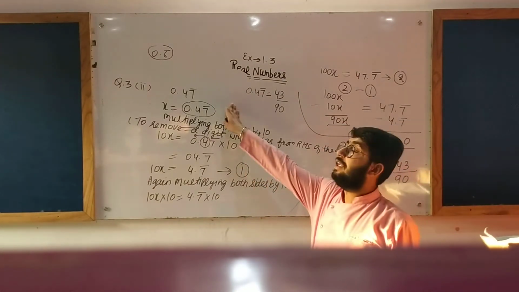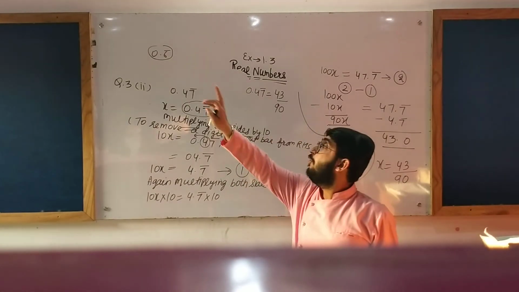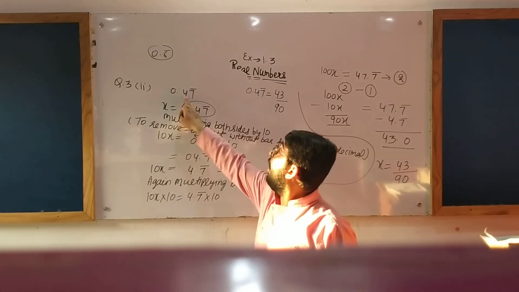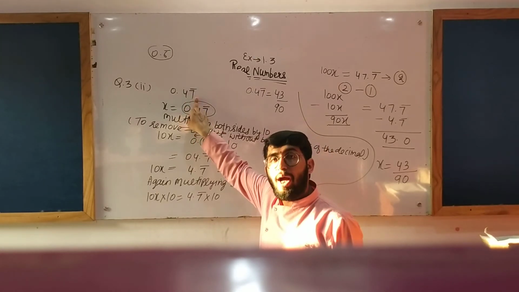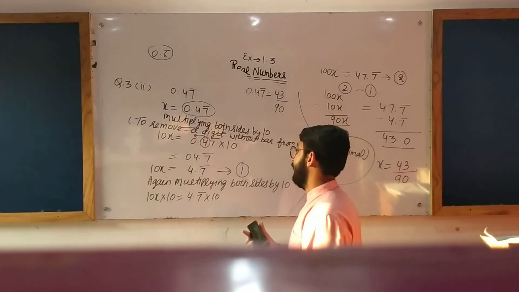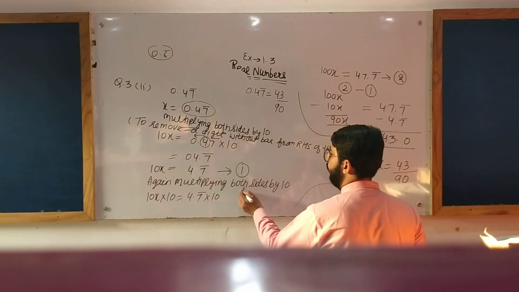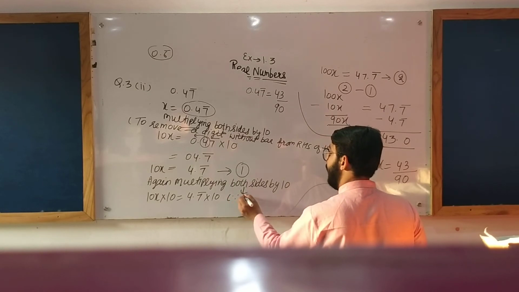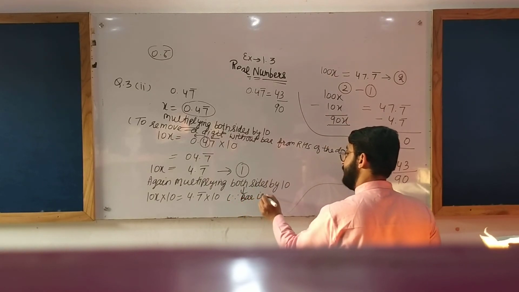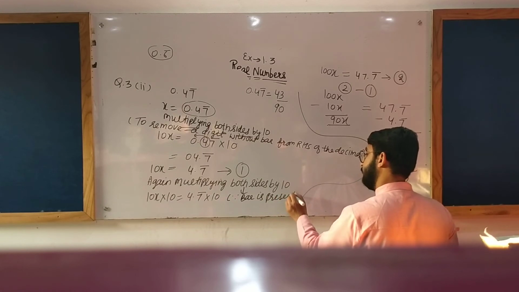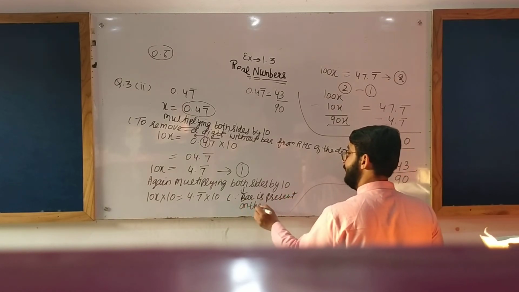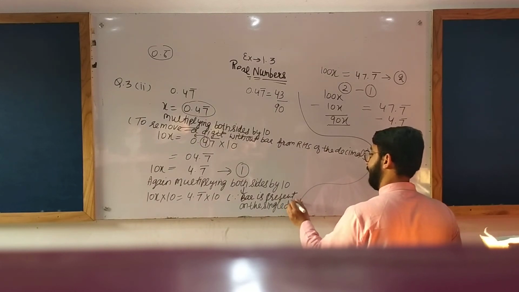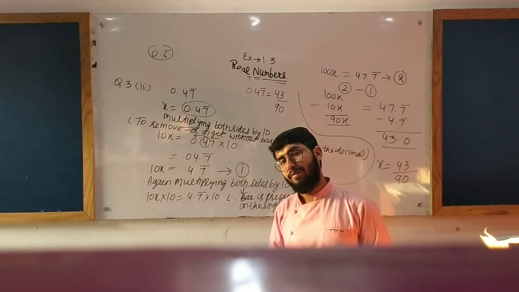We have multiplied in this question twice. Why? First to remove this digit from right to left. Then again we multiplied by 10. Why? Because bar is present on the single digit. Here we are multiplying again both sides by 10 because bar is present on the single digit. Okay, hope you have understood the question.